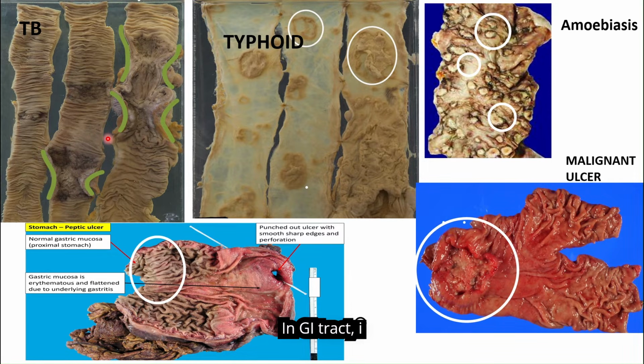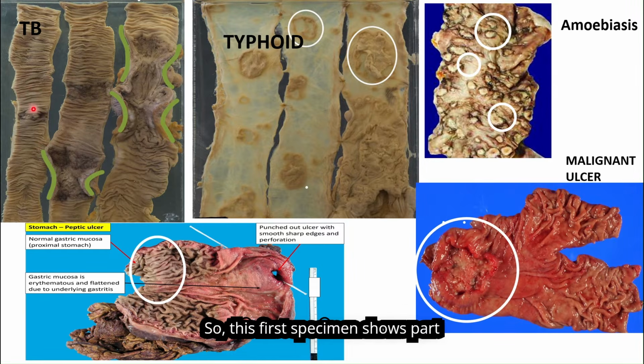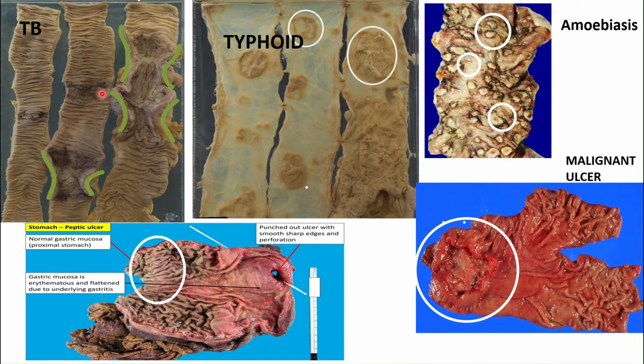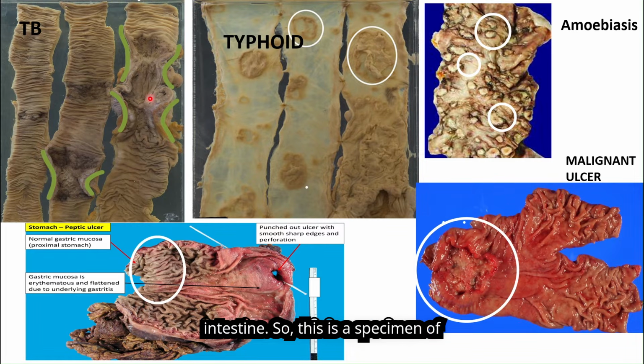In GI tract, important specimens are of different types of ulcers. So this first specimen shows part of intestine showing horizontally placed ulcerated area, and some of the ulcers show fibrosis and narrowing of the area. So this is the stricture part in the intestine. So this is a specimen of tuberculous intestine showing tuberculous stricture.